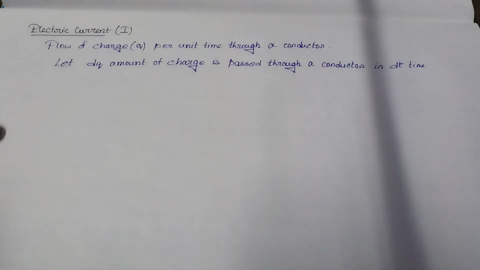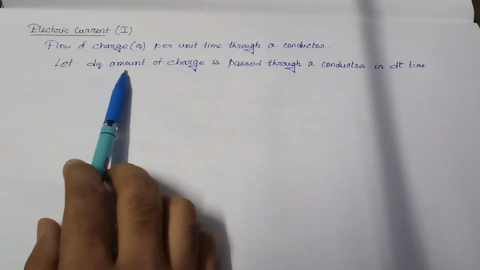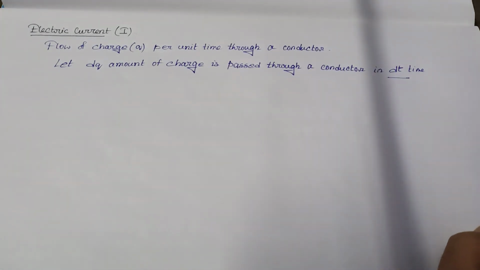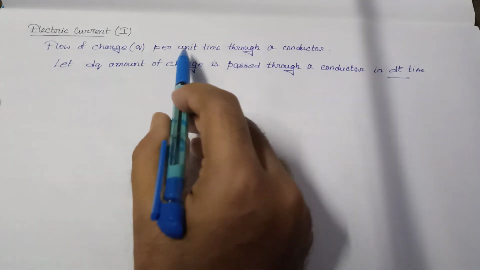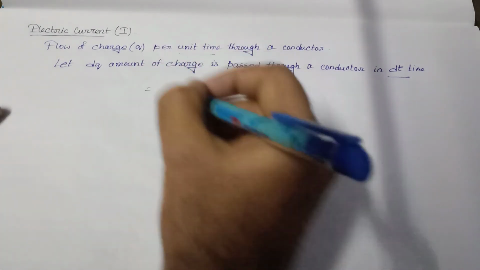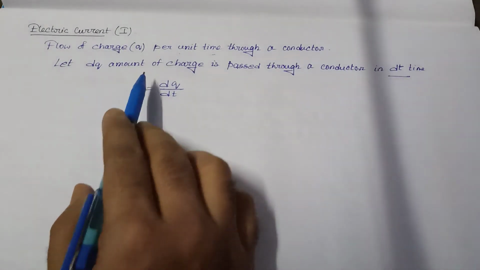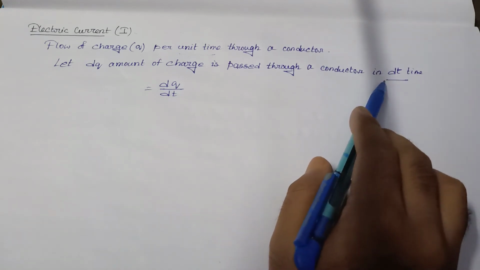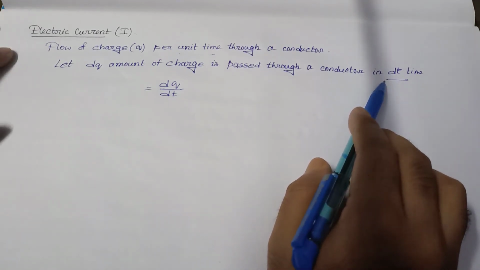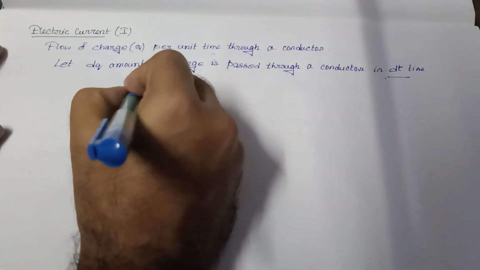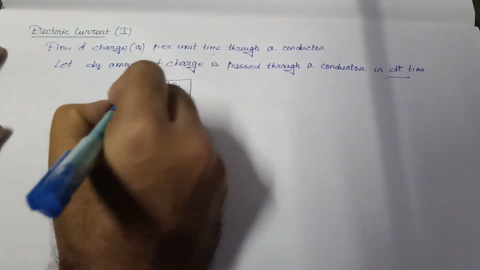Now see, let dq, a very small amount of charge, be passed through a conductor in dt time. If in dt time the amount of flow of charge is dq, then what will be the flow of charge per unit time? That will be equal to dq by dt. Why? Because dq amount of charge is passed through a conductor in dt time, therefore charge per unit time is dq by dt. That is equal to electric current. So electric current I equals dq by dt. Remember this one.